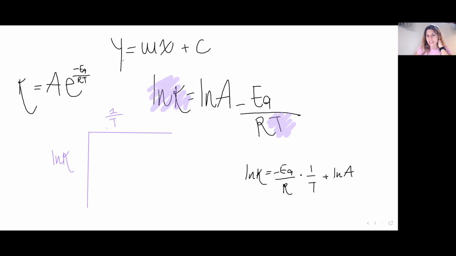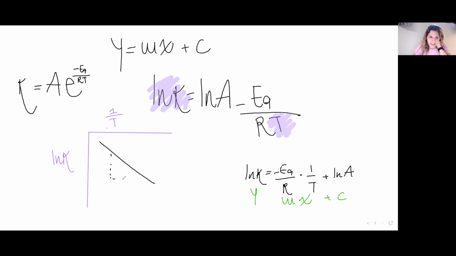This makes the equation a lot more similar to the linear equation, because our y-axis will be the natural logarithm of k. Our m is minus Ea over R. x is 1 over T, because m is always multiplied by x, so whatever is next to the x. And then this is our plus c. Which means this is useful, and normally it would look something like this, a straight line.